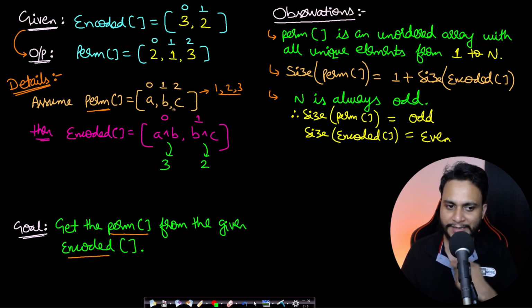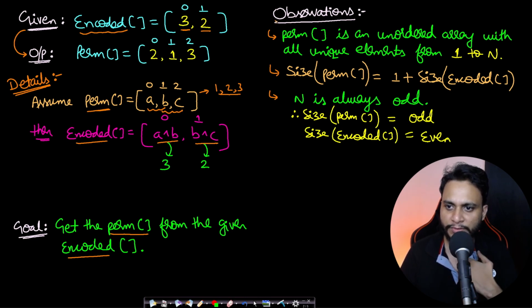So if the permutation array is ABC, then the first element of the encoded array will be A XOR B and the second element of the encoded array will be B XOR C. This is how we can define the encoded array. Now in this case, since the encoded array is given, this 3 means you are given the value of A XOR B, and this 2 means you are given the value of B XOR C. So given A XOR B and B XOR C, can you uniquely find all the values of A, B, C? That is the problem statement.